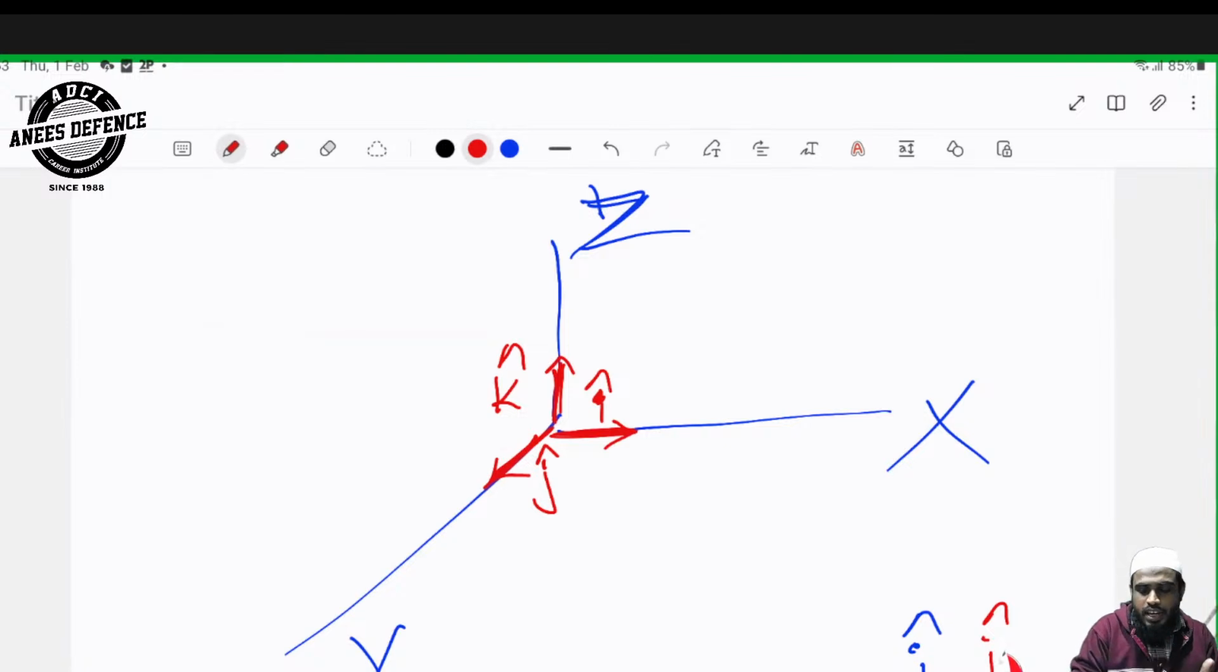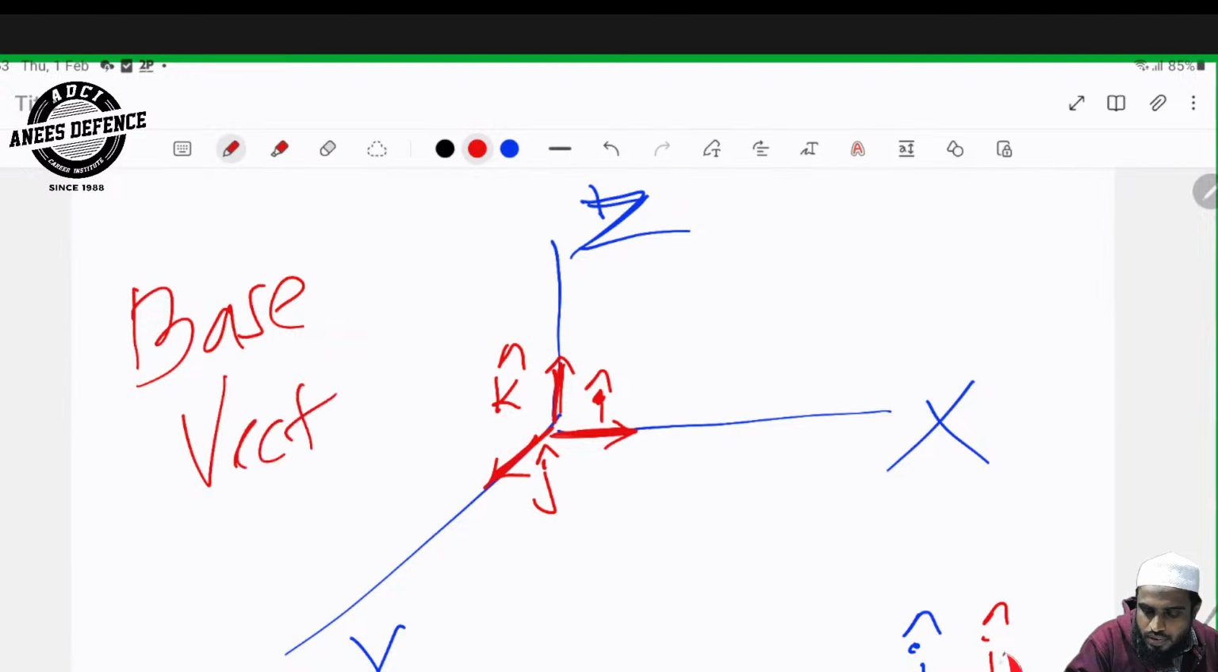So I, J, K represent three unit vectors, and all three of them are perpendicular to each other. I is perpendicular to J, J is perpendicular to K, K is perpendicular to I, because they are on three different directions, X, Y, Z. Understood? So I, J, K are known as base vectors. What is the name? Base vectors.